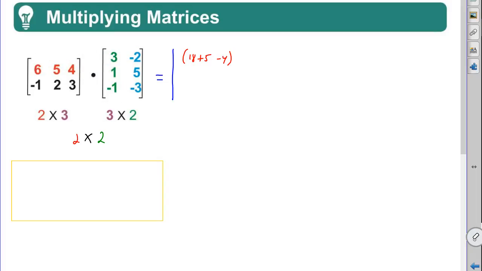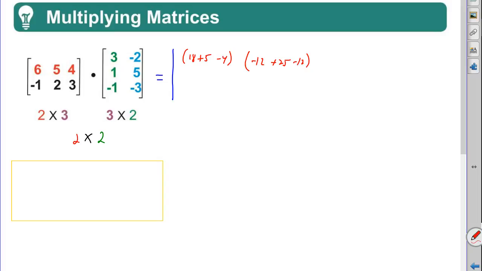And so that's the first across and down, right? Now I like to do my second column as well, and now I got to take across this first row and down this second column. Okay, so I'm still on top right now. 6 times negative 2 is negative 12, right? And then 5 times 5 is 25. And then 4 times negative 3 is negative 12. Okay, and that is the second across and down, right?